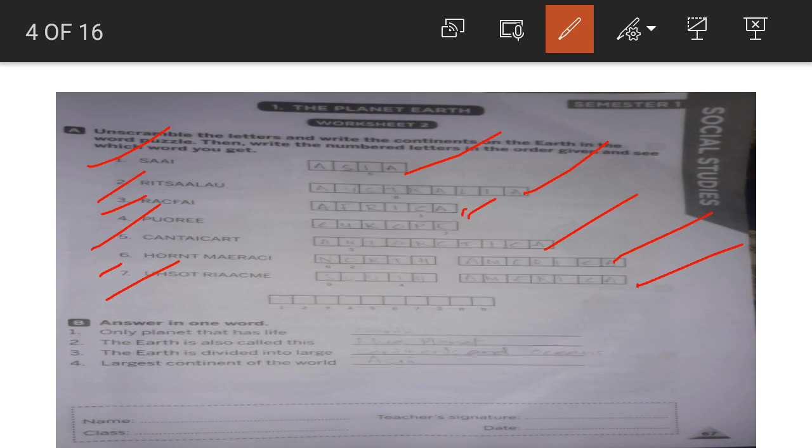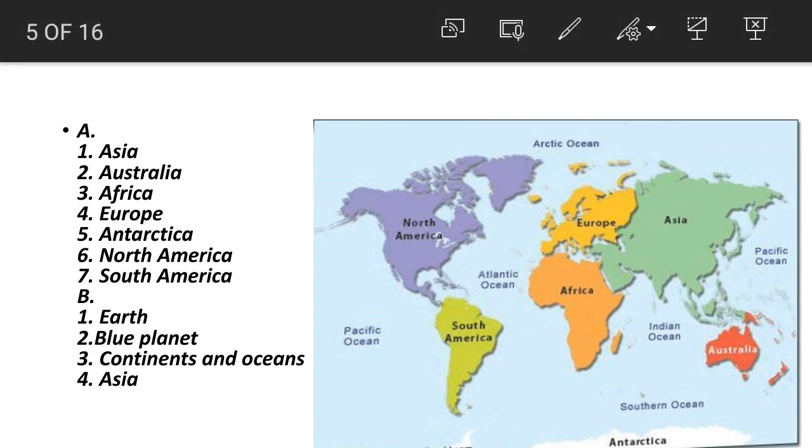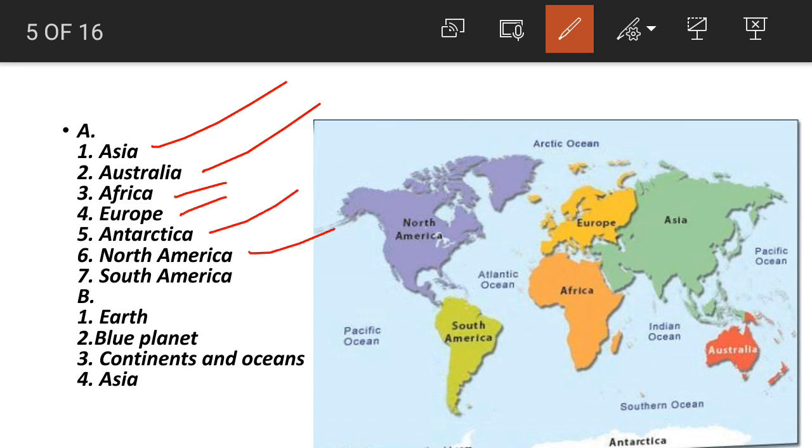So here we got the names of all the continents. I request all of you to write it down correctly. As we have discussed, there are 7 continents. Answer 1 is Asia, 2 Australia, Africa, Europe, Antarctica, North America and South America. These are the 7 continents which we got from those words.